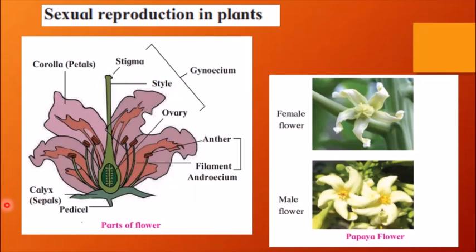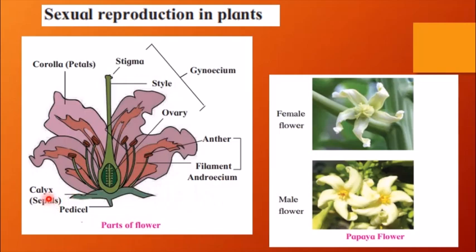Accessory whorls are nothing but those which are not used for any reproduction purpose, but instead they are used for protection purpose. So the calyx and corolla are the accessory whorls, and the androecium and the gynecium are the essential whorls, because these two perform a very important role in reproduction.